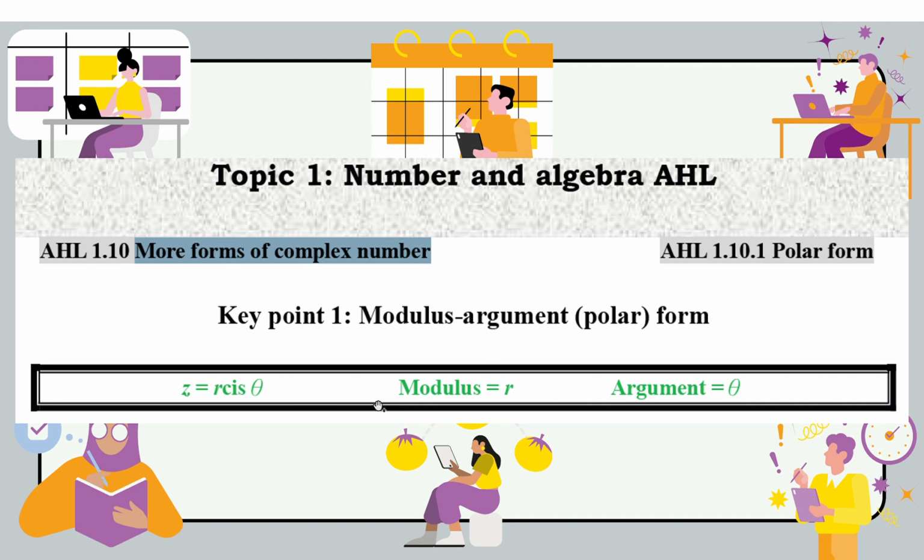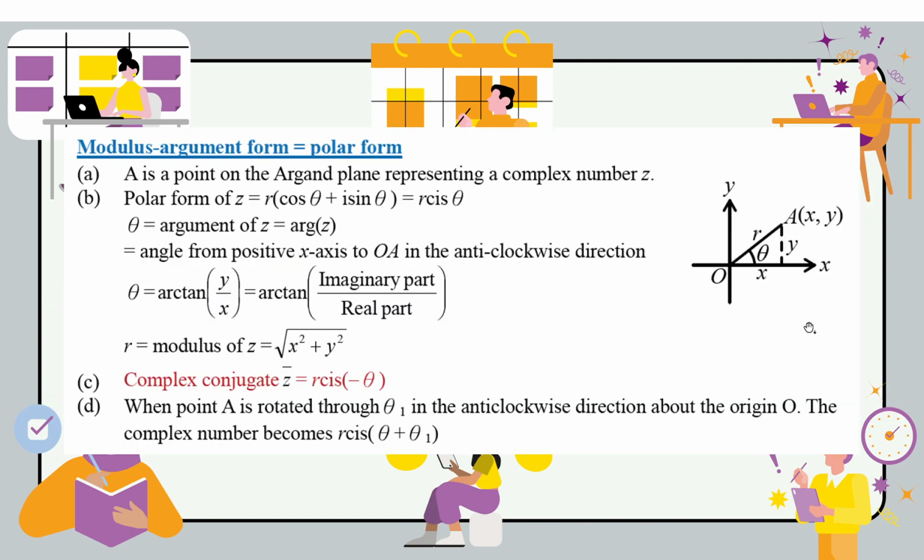It becomes like this. So the form is z equals r cis theta, and the modulus is r, the argument is theta. But what are they? It is a concept, but remember we have the Argand plane. The horizontal axis is the real part of the complex number, the vertical axis is the imaginary part of the complex number. You can plot the point of the complex number here. A(x, y) means the complex number z equals x plus yi. x is the real part and y is the imaginary part, and it will be like this.